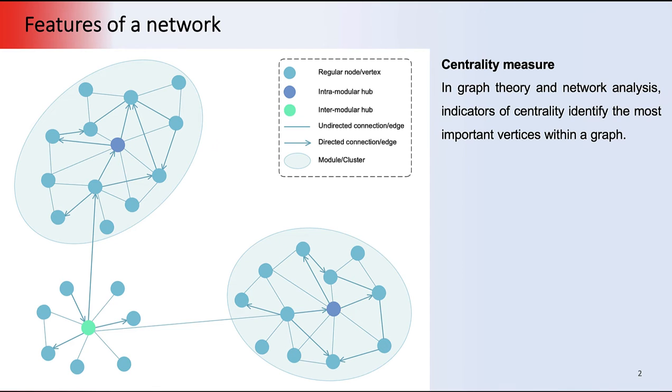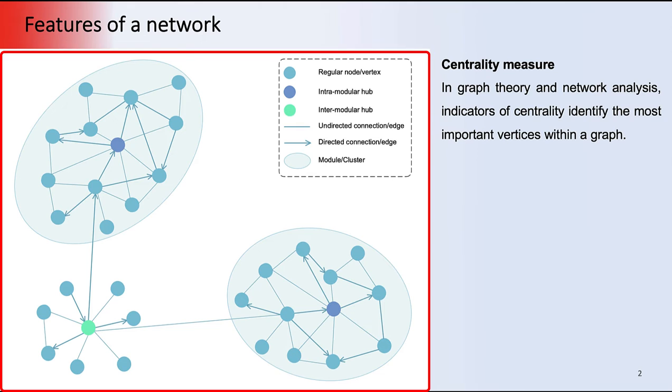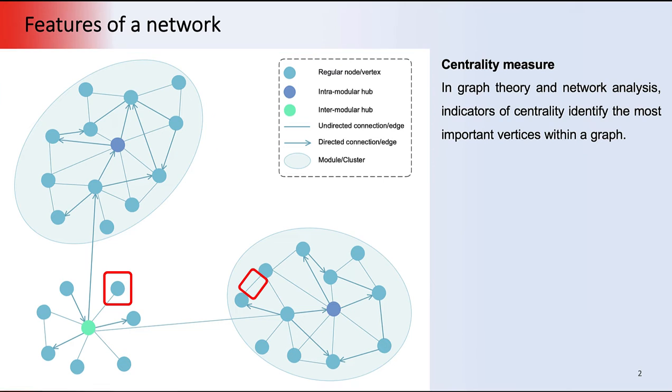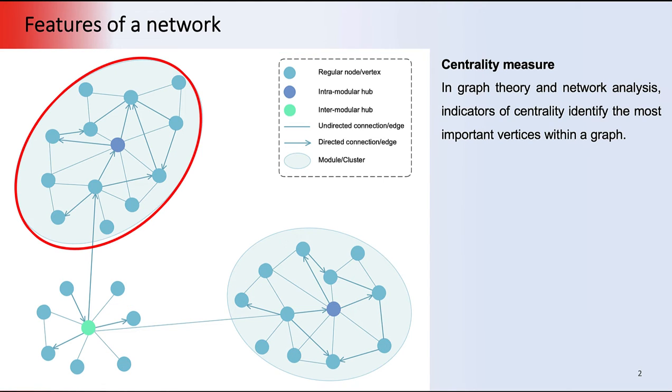As you can see in the photo on the left hand side of the screen, a network is composed of nodes or vertices and edges. The gathering of several nodes within a network could result in the generation of some modules or clusters, as you can see in this figure.